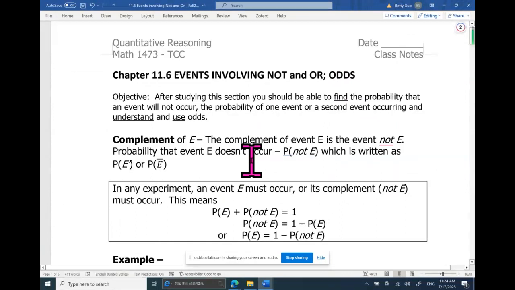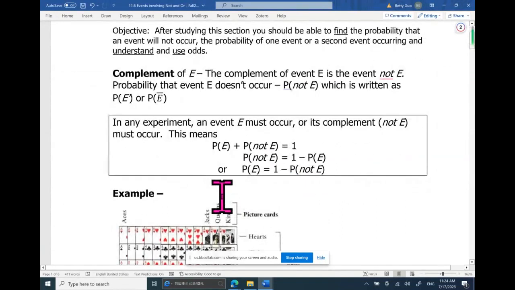First thing, complement. What's the definition of a complement? Complement of an event is the event not E. Complement of event E refers to the event not occurring. We have learned negation in chapter 3, right? I think we also have complement in chapter 2, set theory.